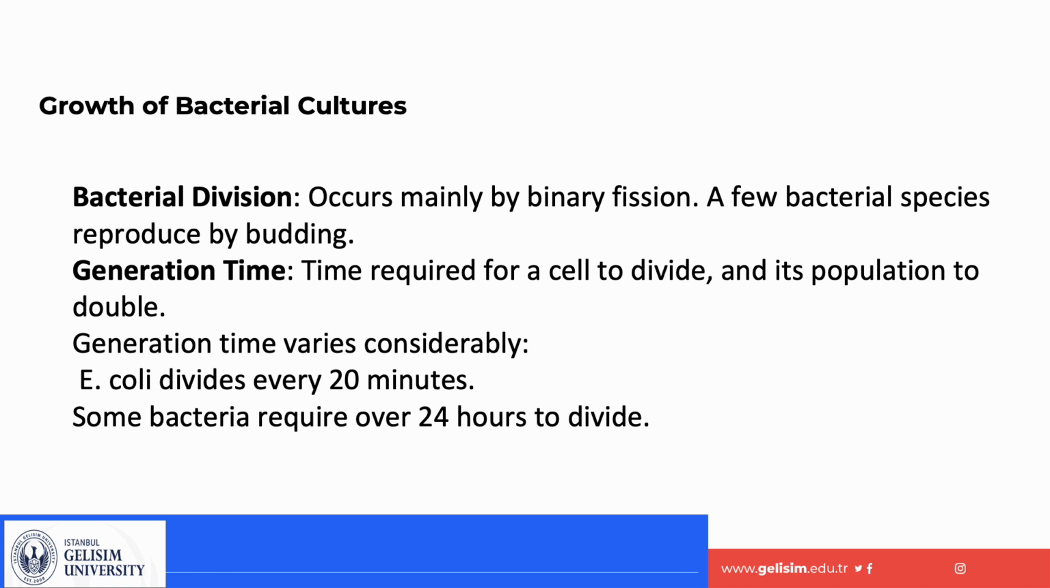Generation time can vary significantly among bacterial species. Some bacteria are able to divide every 20 minutes, such as E. coli, while others require over 24 hours to divide. We can say that the generation time is influenced by a variety of factors, such as nutrient availability, temperature, and pH level. If we understand these factors, it allows us to better study bacterial growth and reproduction.